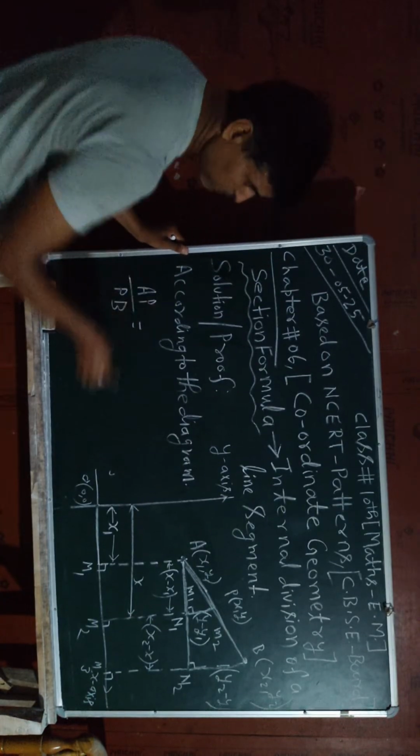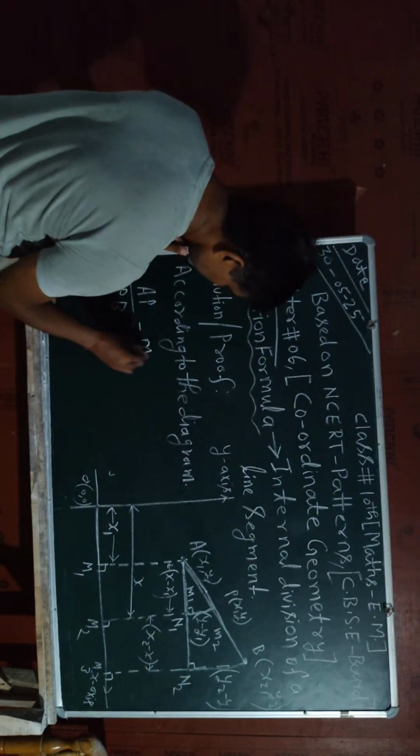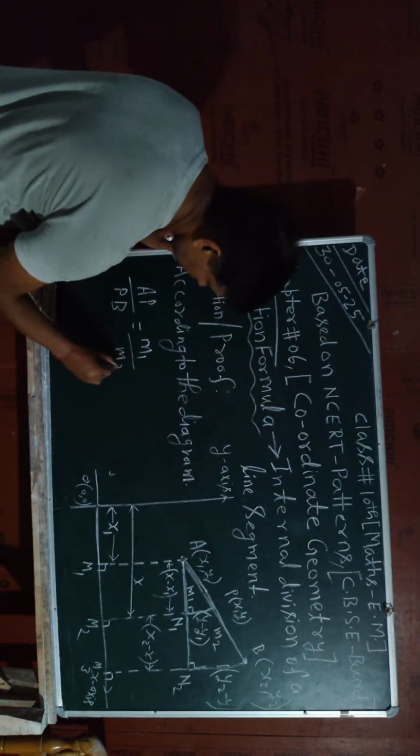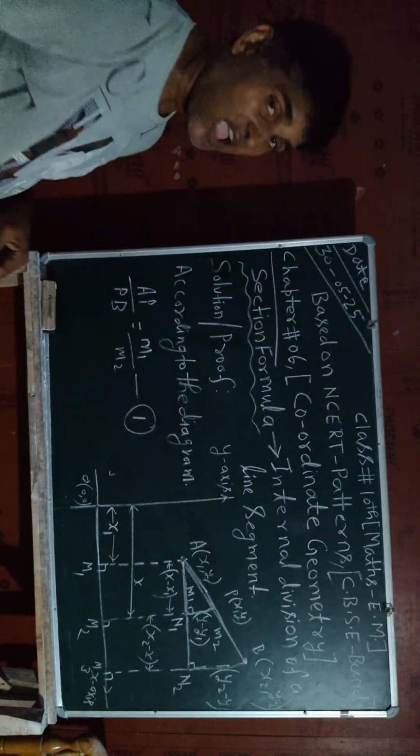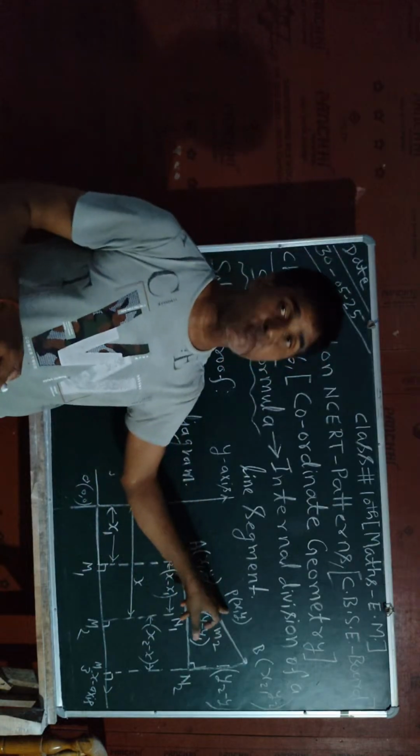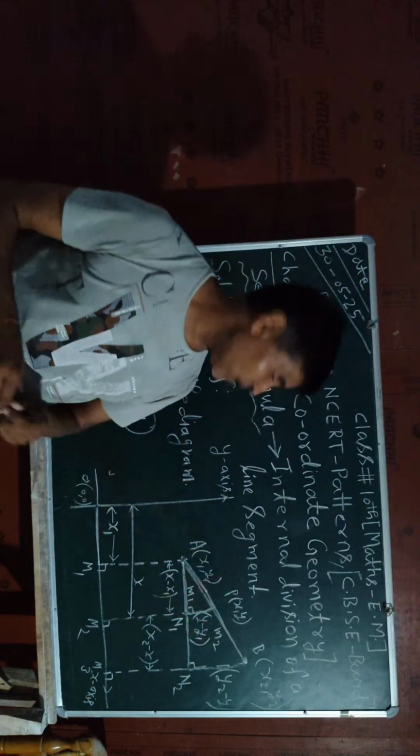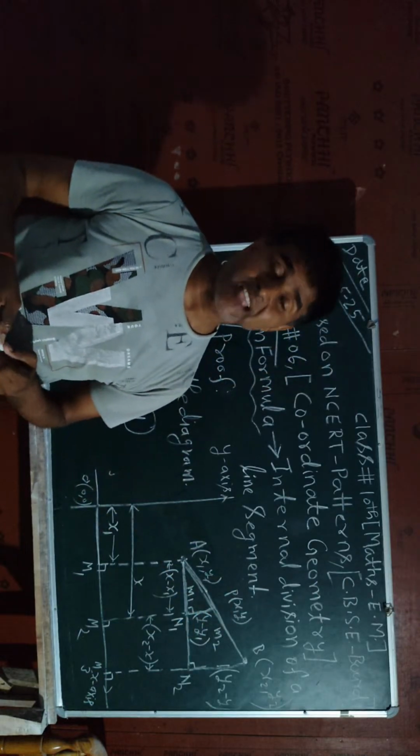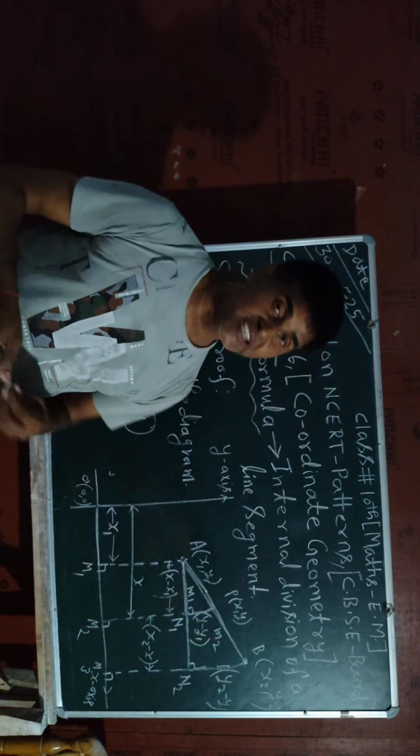The length of AP is written here as m1, and the length of PB is written here as m2. This is information number 1, and I will use it for evaluating the coordinates of the point P, that is x comma y. I will get the value of x, and also the value of y, by using this step.